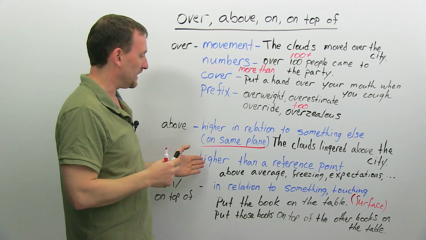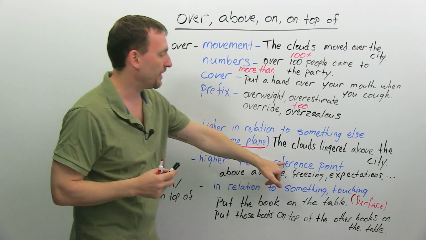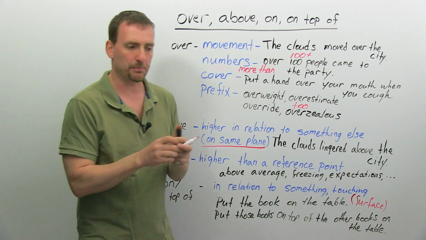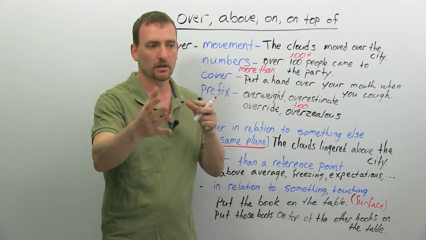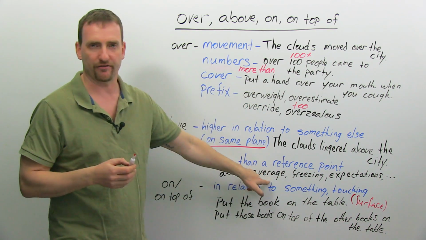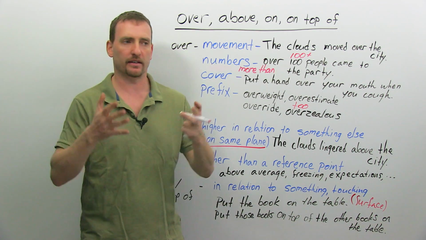We also use above when we refer to a higher position than a reference point. Now, what is a reference point? It means the point by which we compare everything to, or that we relate everything to. So if we talk about average, okay, well, let's say we're talking about the house prices in the city.